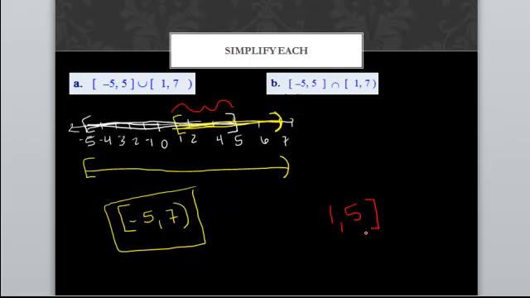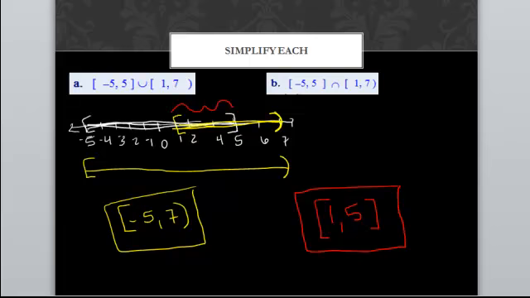How about the 1? This one, -5 to 5, 1 is definitely included. How about this one? The 1 is also included because we have a bracket here. So the answer to the intersection of these two sets would be 1 to 5 closed. Okay, let's try a couple more.